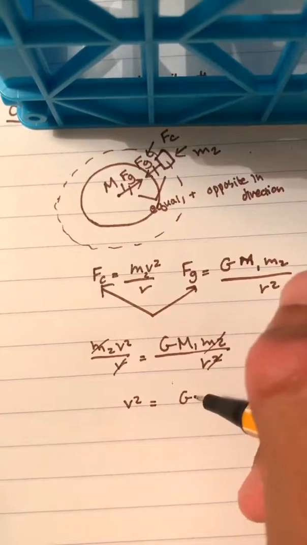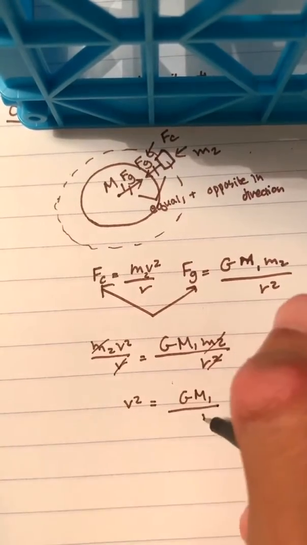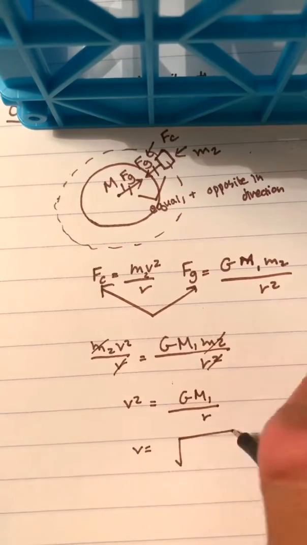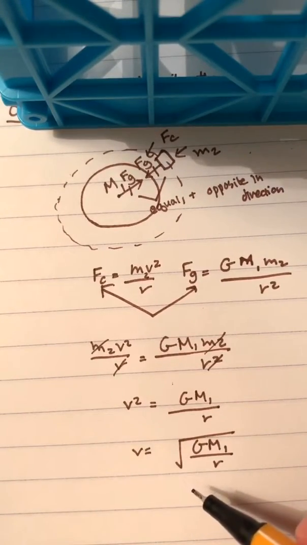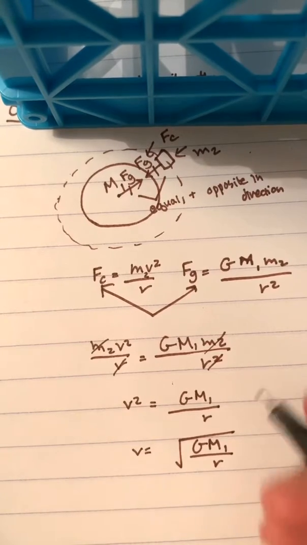v squared equals g m1 over r. And then we square both sides, and we get v equals the square root of g times m1 over r.